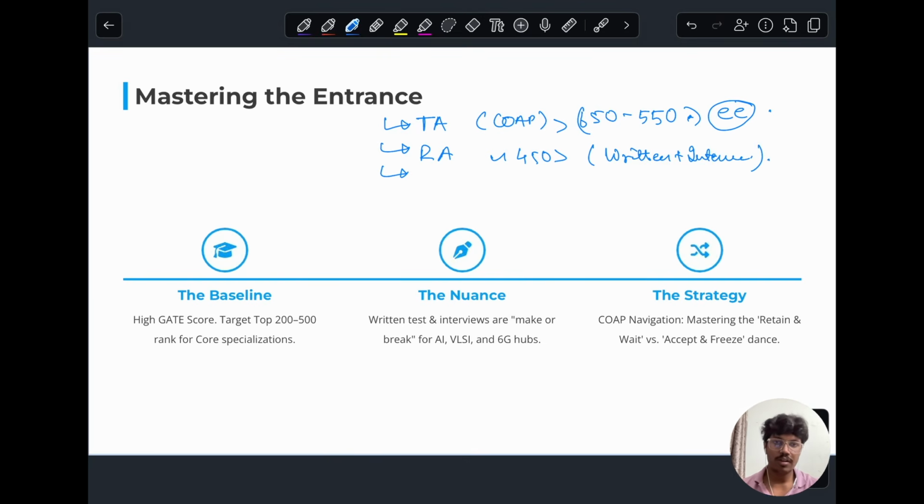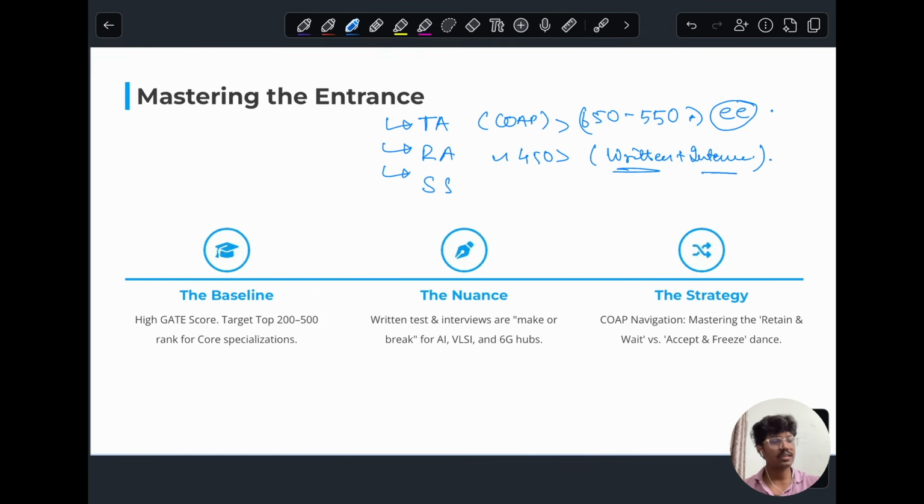After getting a call, every person in this category is the same. Even if you have a 450 GATE score and I have a 750 GATE score, it doesn't matter. If you get a call, you're in the same category. You just have to come here, give a written test, and get an interview, and it's sorted.